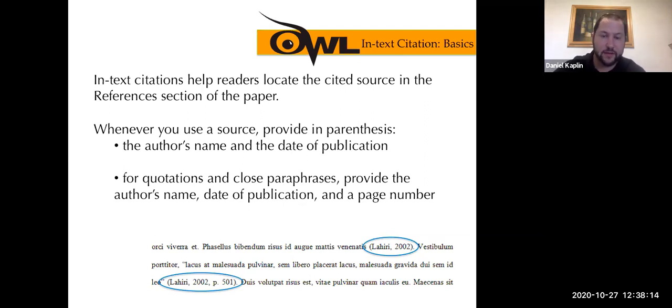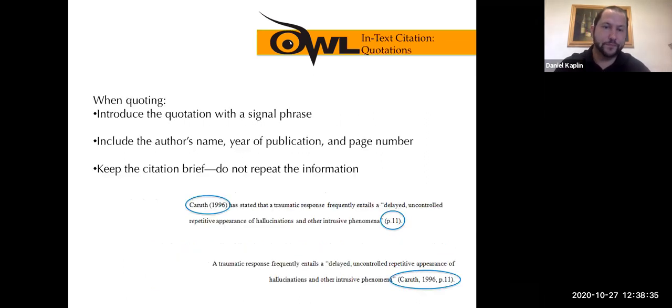The other thing that I'll tell you about formatting is that your parenthetical citation goes before the period. This is a common mistake that people make when they're using MLA. They put the citation after the period, but in APA style, the parenthetical citation goes before the period.